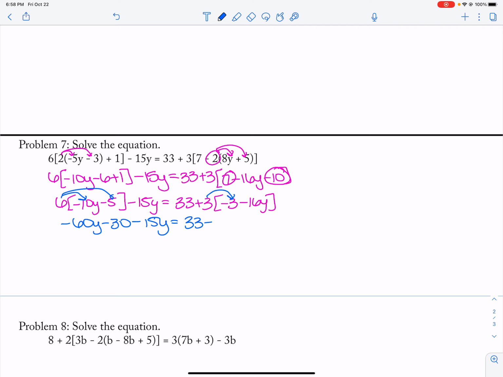I'm going to take my 3 and multiply by negative 3, so I actually get negative 9. And then I will do my 3 times negative 16y, which is negative 48y. Okay, so now I can combine my y's. So I have negative 75y minus 30 is equal to, again, you have your 33 minus 9.